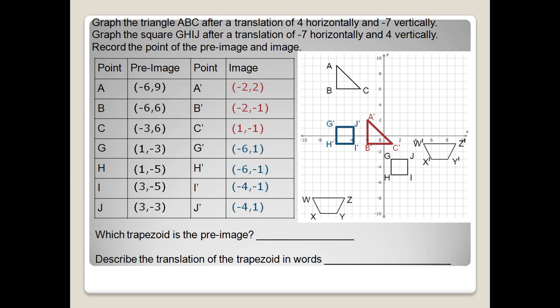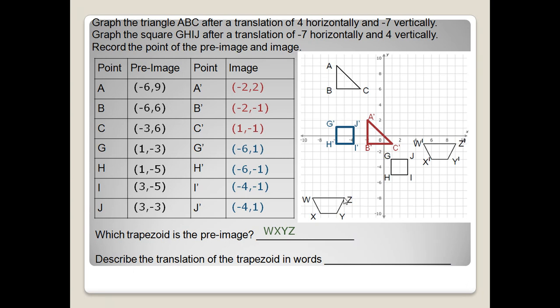So now let's look at our next question. Which trapezoid is the pre-image? Do you remember how to tell which one's the pre-image and which one is the image? Well, the pre-image is the one without our little dash mark, right? So this trapezoid will be our pre-image, the WXYZ trapezoid. It says describe the translation of the trapezoid in words.